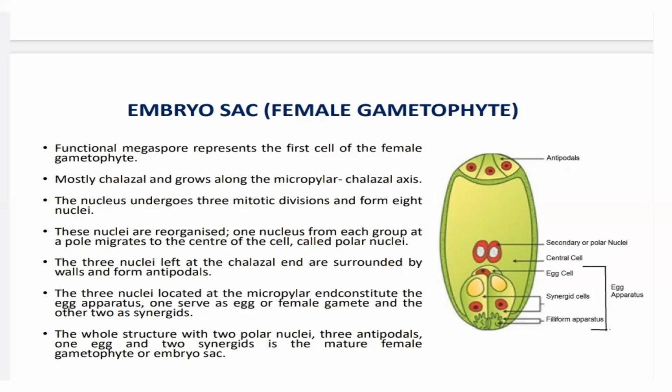It grows along the micropylar-chalazal axis. The nucleus undergoes 3 mitotic divisions. The functional megaspore undergoes the 3 mitotic divisions and forms the 8 nuclei: 1 gives 2, 2 gives 4, 4 gives 8. Of the 8, 3 go to the antipodal cells, 2 become synergids and 1 is the egg cell. The remaining 2 are the secondary or polar nuclei.